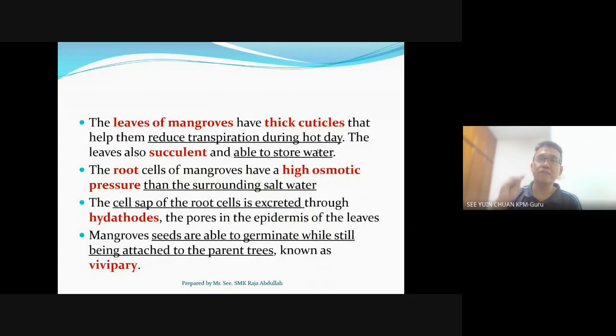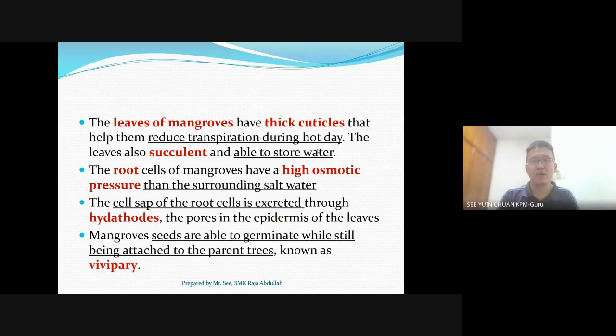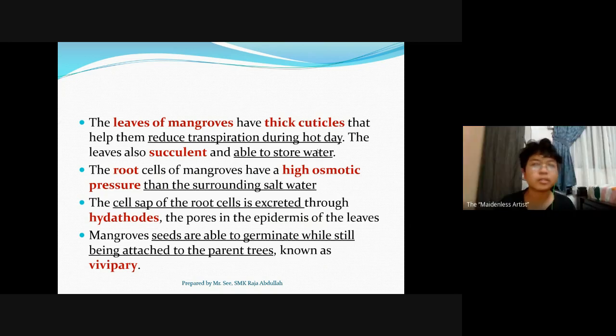The trees in the mangrove swamps also have a few more features in general for all four of them. One, the leaves of the mangrove plants have thick cuticles to reduce transpiration during hot days. And of course, they are succulents, that means the tree is filled with water. And the root cells will have high osmotic pressure, higher than the surrounding salt water. In other words, the root cells adapt to have higher salt content compared to outside. Teacher, you already mentioned that the outside is very salty. It's very salty. So how is it possible that the root cells have more salt than the outside?